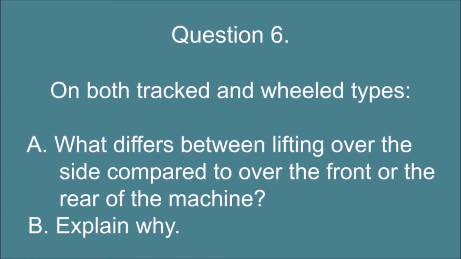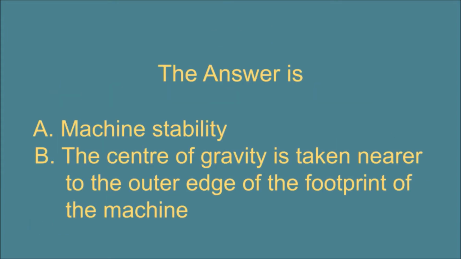Question 6. On both tracked and wheeled types. A. What differs between lifting over the side compared to over the front or the rear of the machine? B. Explain why. The answer is A. Machine stability. B. The center of gravity is taken nearer to the outer edge of the footprint of the machine.